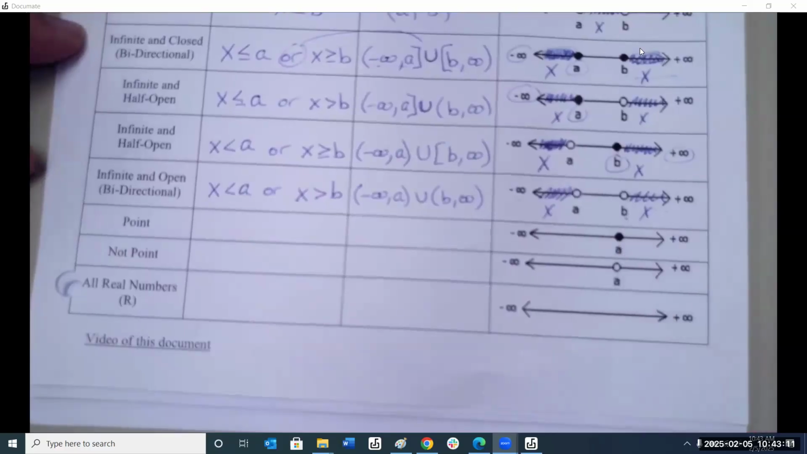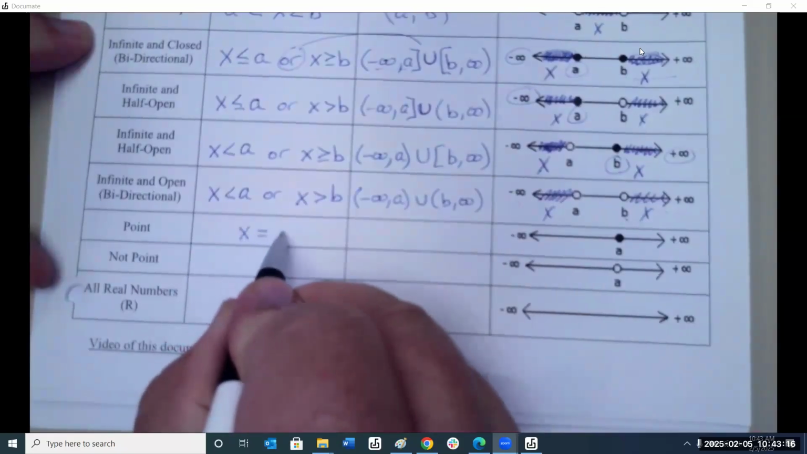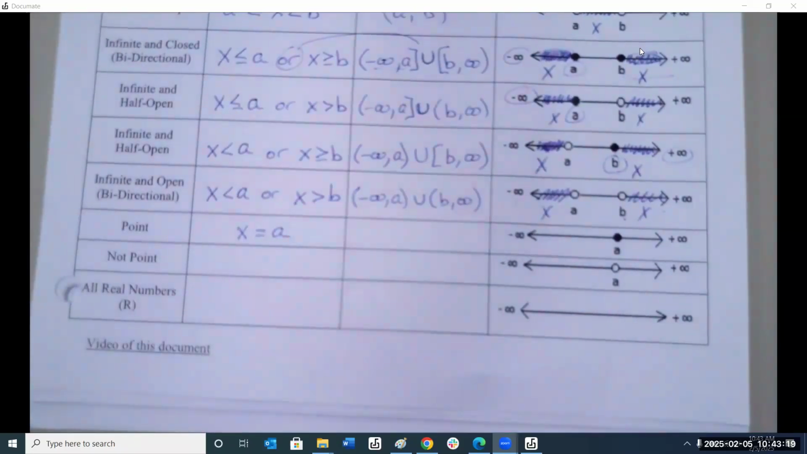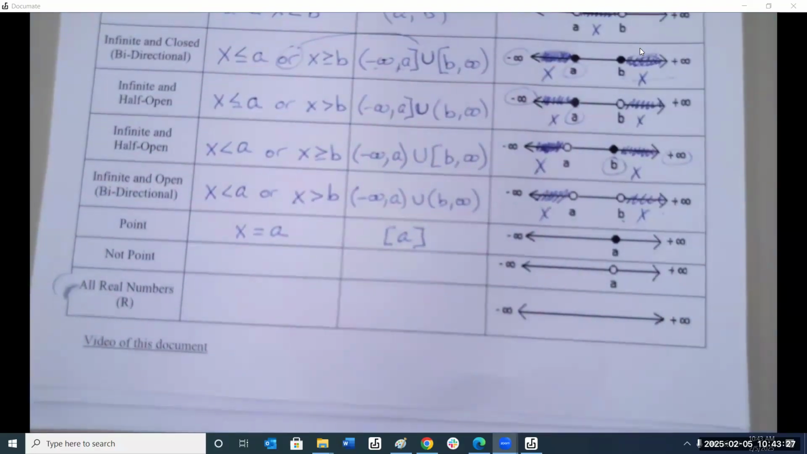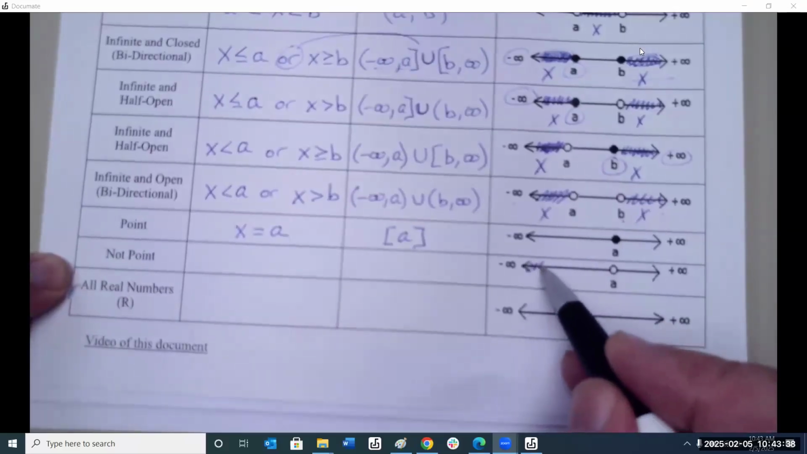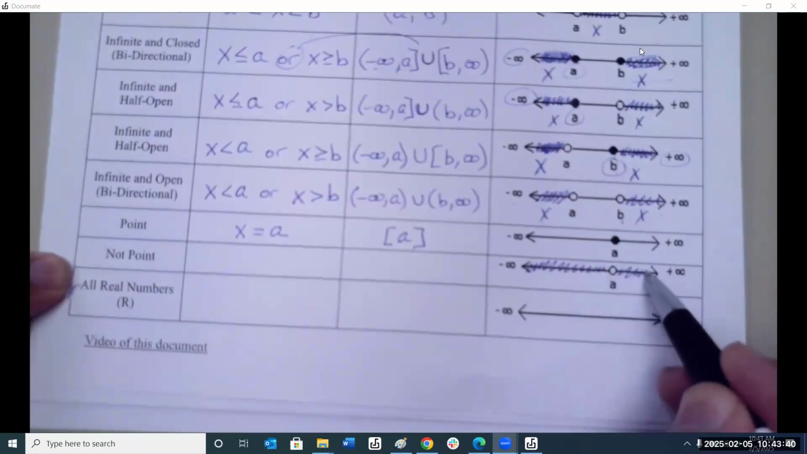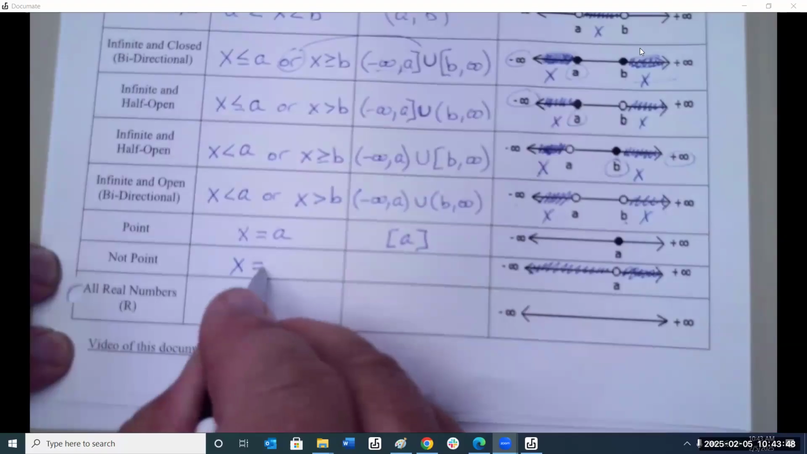How would I represent the point? X equals A. What that also means, since I can include it, it's that point. Now what this one says is I can't use that, so I can use everything else. How would I represent that? Not equal. Very good. X does not equal A.